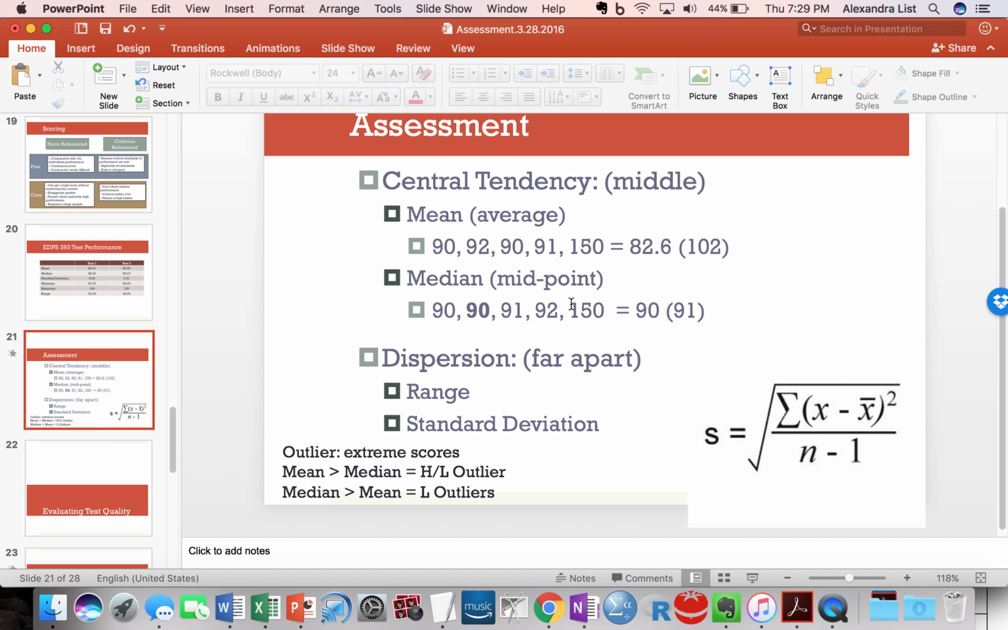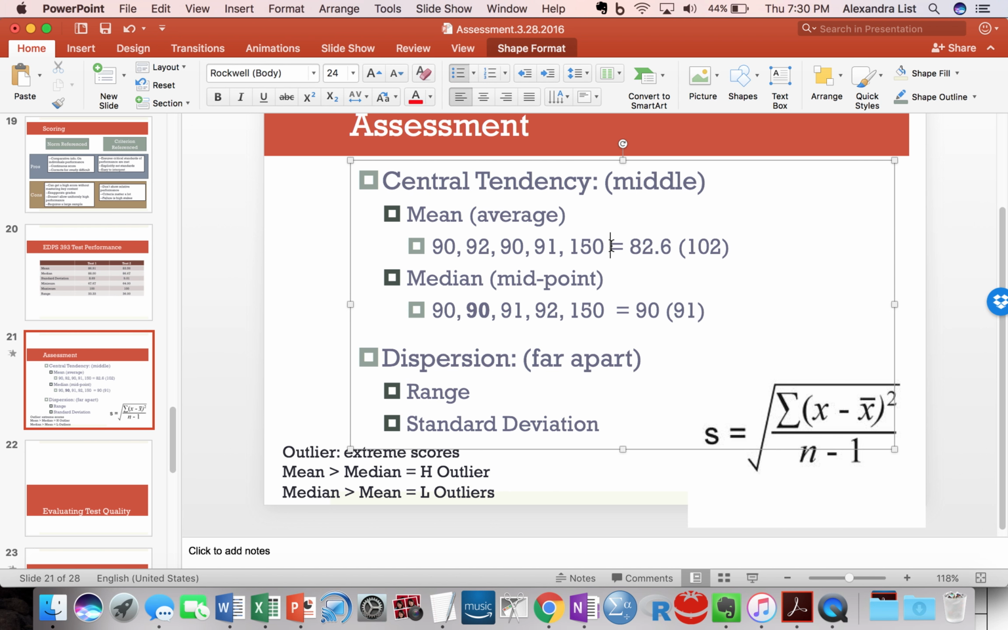But as you can see, when the outlier is disproportionately high, the mean is bigger than the median. And so the way that I like to think about this is that the outlier pulls the mean toward itself. So when the outlier is disproportionately high, it's going to make the mean higher than the median. Whereas when the outlier is disproportionately low, it's going to make the mean less than the median. And so that's the relationship I want to think about when I'm looking at students' test scores.